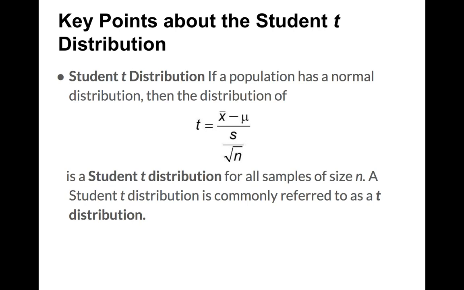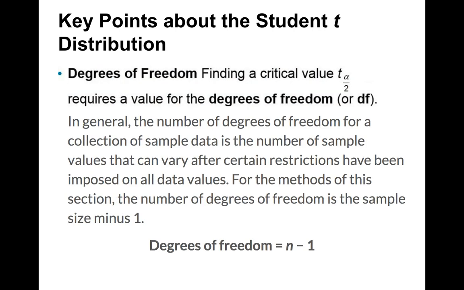So let's talk about how we deal with this. Degrees of freedom are critical to finding these things. We have to talk about the degrees of freedom because the t-distribution varies depending on the sample size. And so our degrees of freedom are based on the sample size. In particular, it's n minus 1. And so that is always used to tell us what we're dealing with.